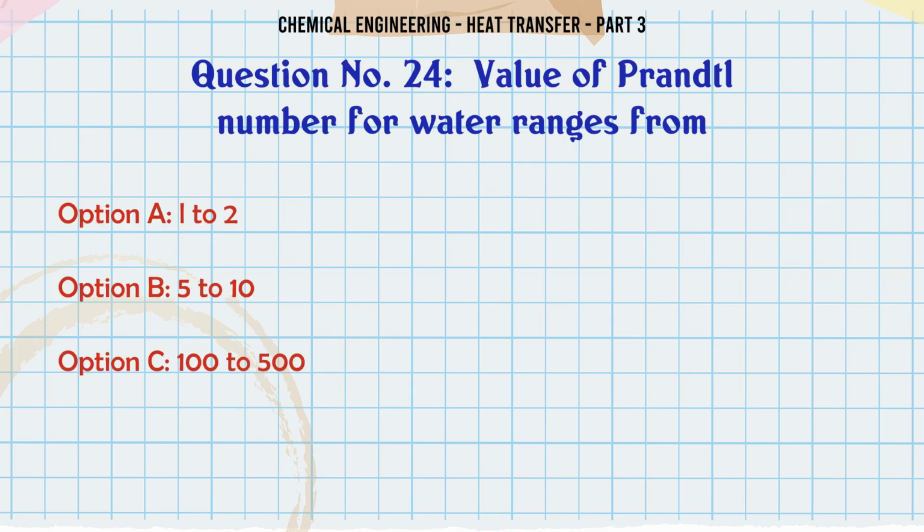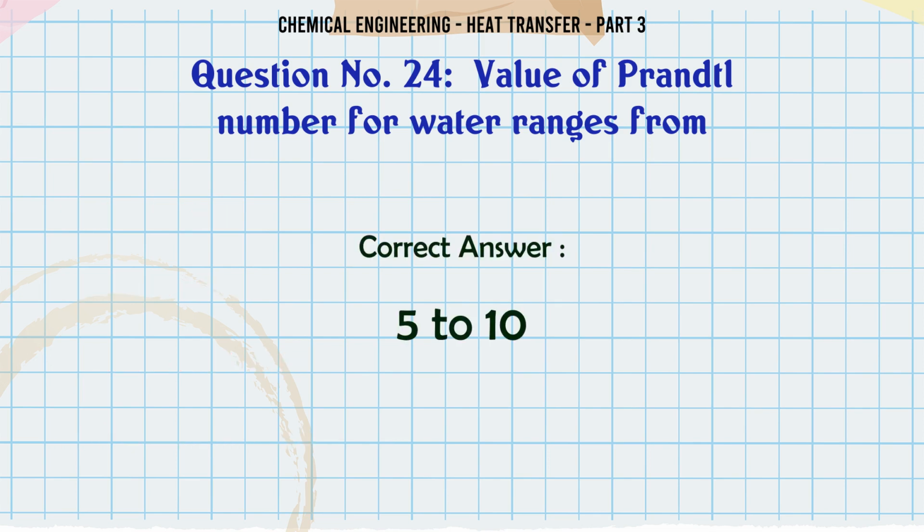Value of Prandtl number for water ranges from A. 1 to 2. B. 5 to 10. C. 100 to 500. D. 1000 to 2000. The correct answer is 5 to 10.